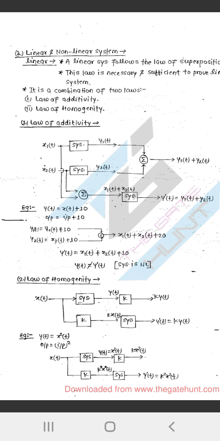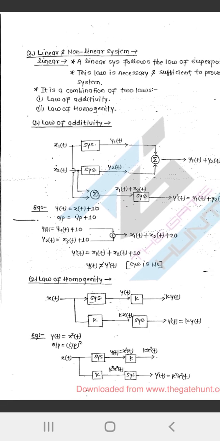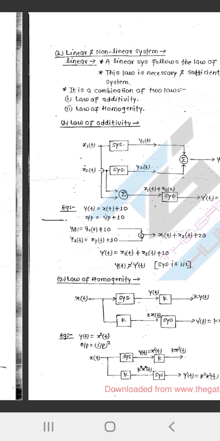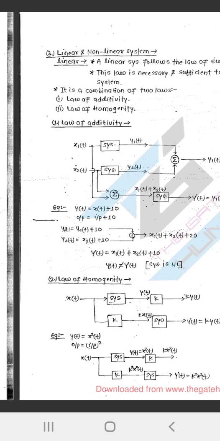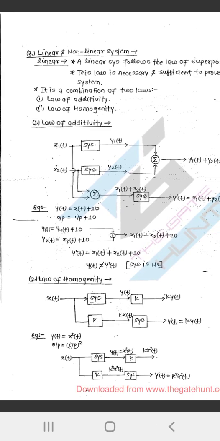Then the law of homogeneity. If x of t gives y of t, then k x of t gives k y of t as output. Example: y of t is equal to x square of t, output is input square. This is the law of homogeneity. If I give k x, then the output is k square x square of t.